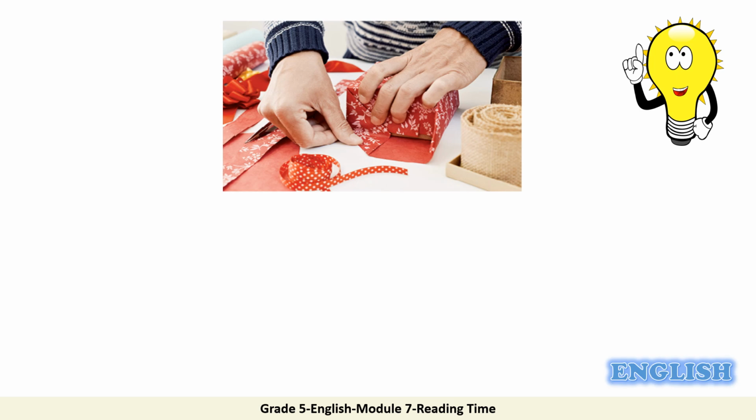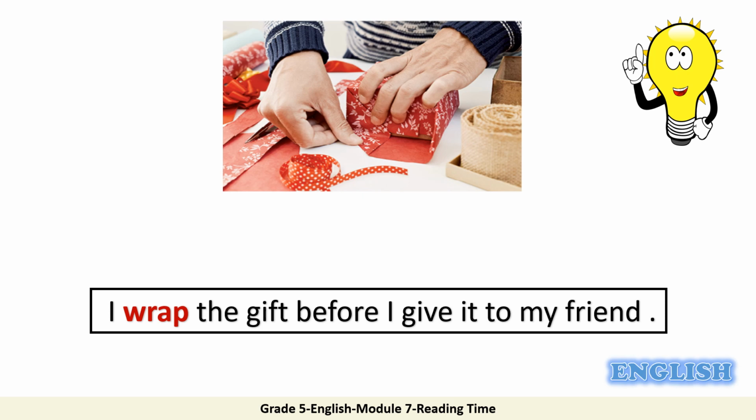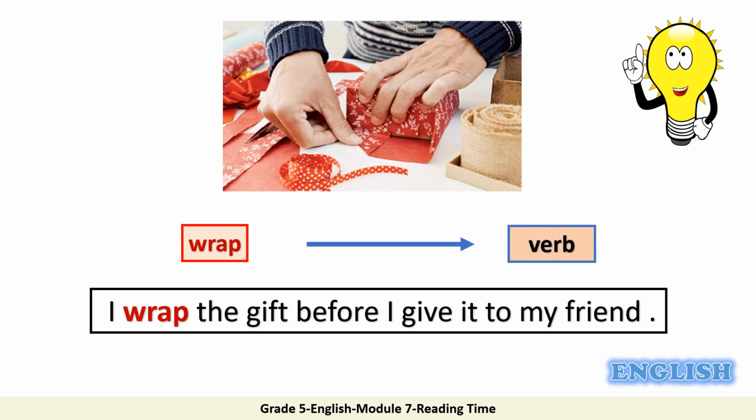What about this picture? Oh, I know. You need my help. Read this sentence. I wrap the gift before I give it to my friend. So, the word is wrap. Good job. Wrap. W is silent. Wrap. Which part of speech is it? It's a verb.